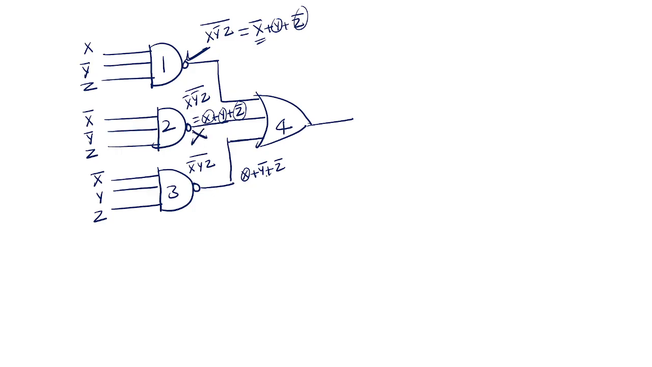Okay. If you see this one, Y bar is not repeated in any of the gates. So this should be present in my design. So the redundant gate is gate 2. Gate 2 is my redundant gate. So like this we need to see. Okay. One more example, let us take.